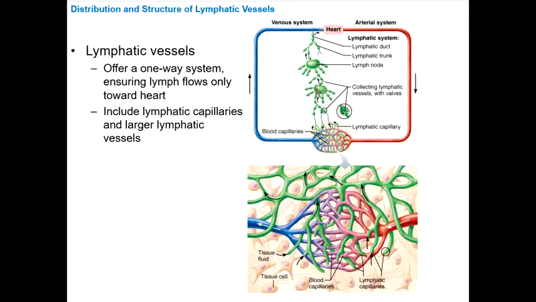Along the way, we have these little nodules called lymph nodes to filter this tissue and to fight infection before that lymph is put back into the blood. And we also see it has a starting point and an ending point. So the lymphatic system is a one-way system. Contrast that with our cardiovascular system, which is a circuit.